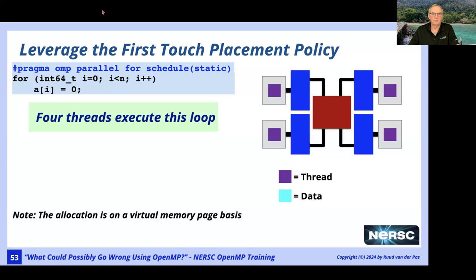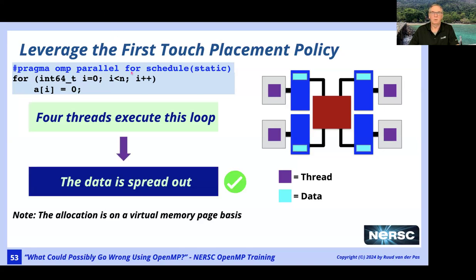And assume I have four threads. Each of those four threads will initialize a section of A. And what I'll have is that all of them have a portion of A in their memory, and I have the data spread out. So in that way, I have achieved my goal. So one of the things you'll find in NUMA-ready applications is that these data initializations have been parallelized for this reason.